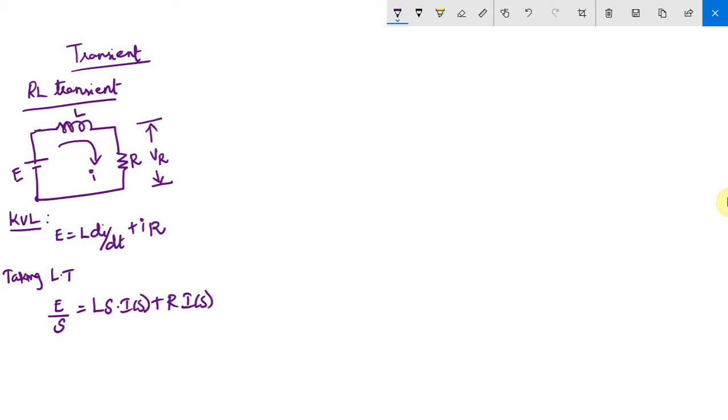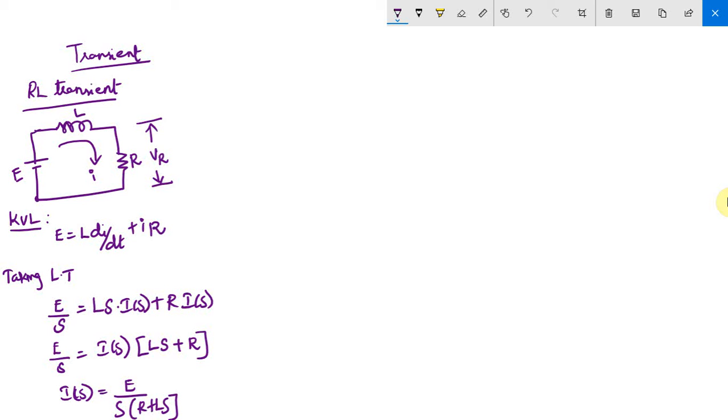Now taking I of S as common, E divided by S is equal to I of S, taking it as common, so we get Ls plus R. Right, so we need to know what is the transient current. So keeping I of S on the left hand side and taking the other terms to the right hand side, we get I of S equals E divided by S into R plus Ls.